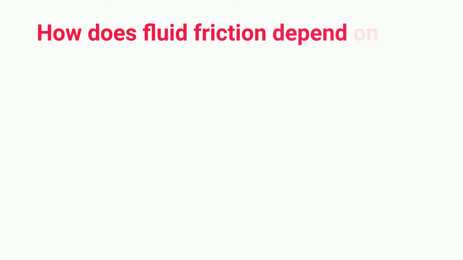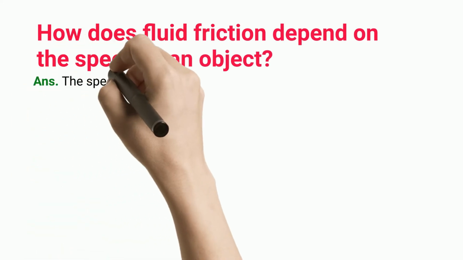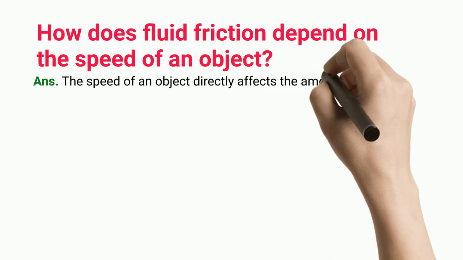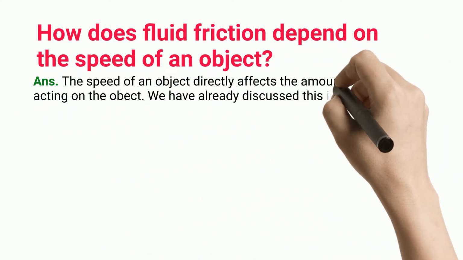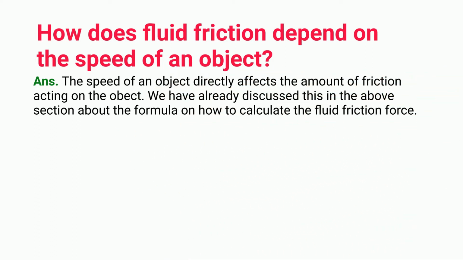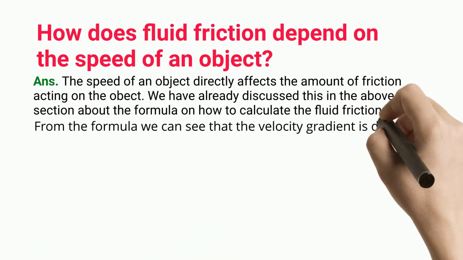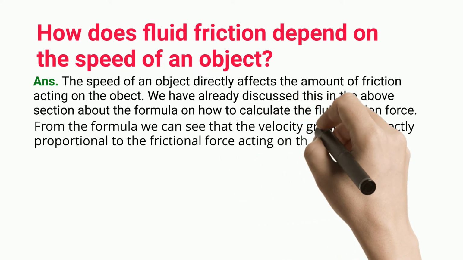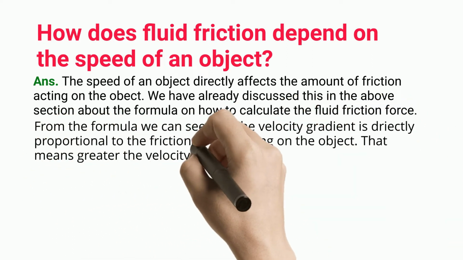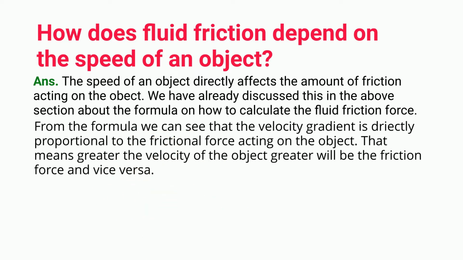How does fluid friction depend on the speed of an object? The speed of an object directly affects the amount of friction acting on the object. We have already discussed this in the above section about the formula on how to calculate the fluid friction force. From the formula, we can see that the velocity gradient is directly proportional to the frictional force acting on the object. That means the greater the velocity of the object, the greater will be the friction force, and vice versa.